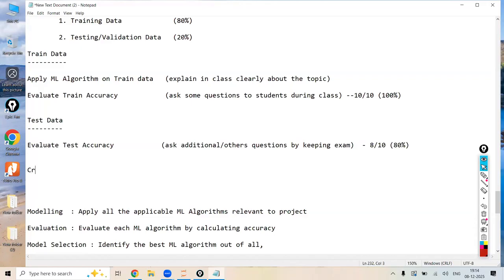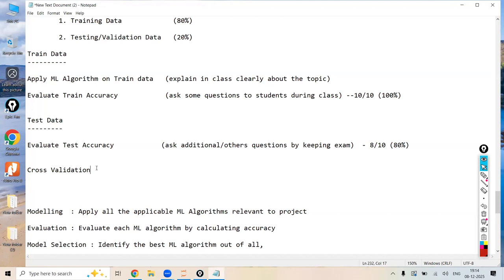That we call cross validation. It means if I change the question papers, how will the student react, I mean, how will the student write the answers. If I change the questions, the topic is the same. The topic will not change. The question paper, the questions, will change.